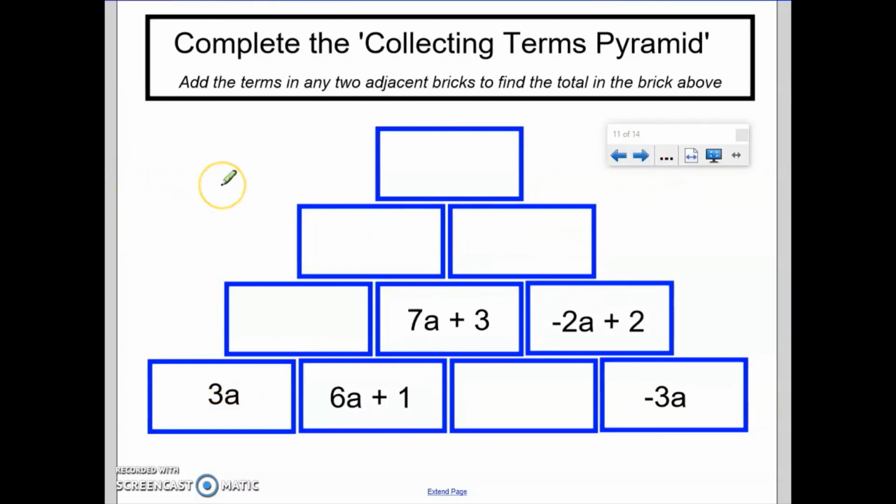Here is another collecting terms pyramid. Slightly trickier this time because I've included a couple of negative numbers. Okay, if you could pause the video at this point and again complete the pyramid.